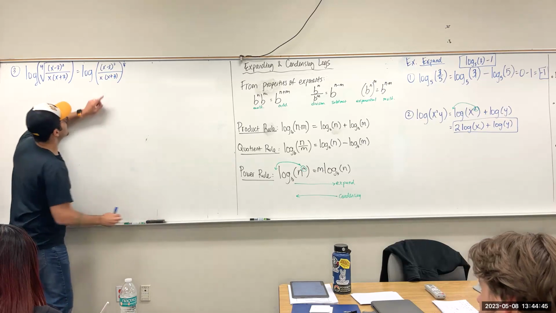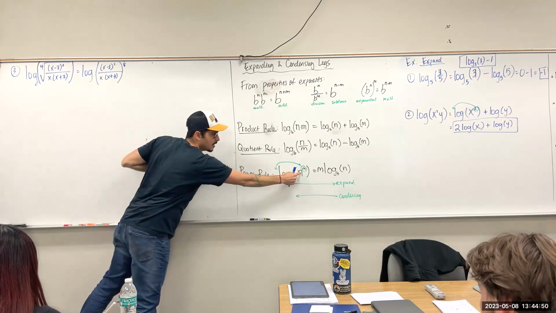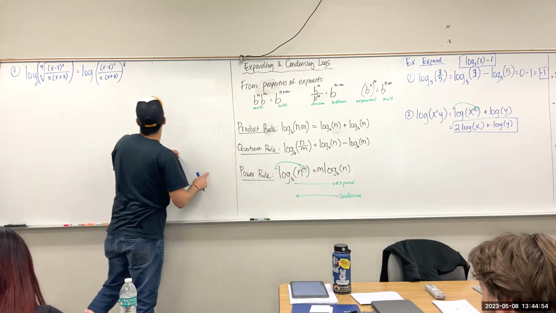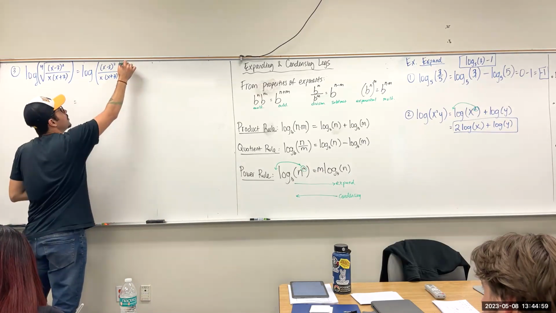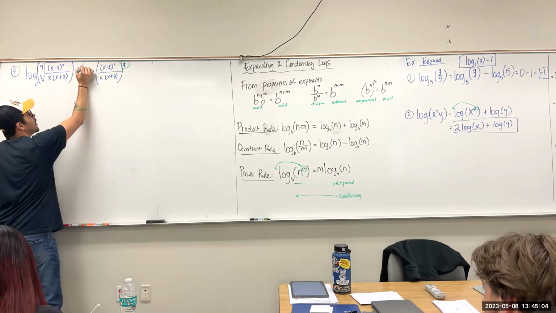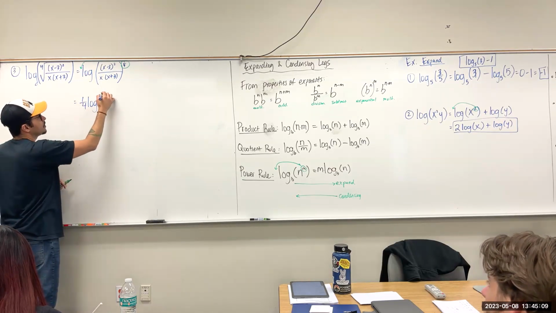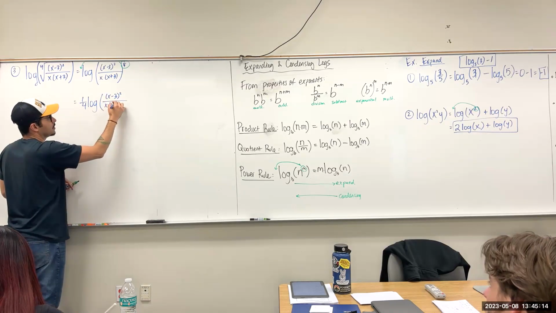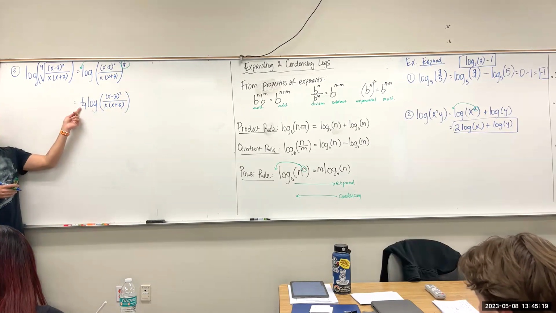Okay, so if I try to use the power rule here, this whole thing right here, this big old thing, is like the argument, and the 1/4 is like the exponent. So what happens to that 1/4? The 1/4 drops to the front and multiplies with that log. And then I'm left with whatever is inside, but now that power is gone.